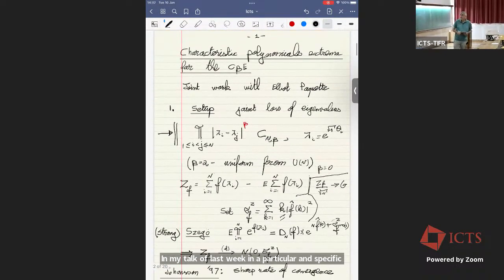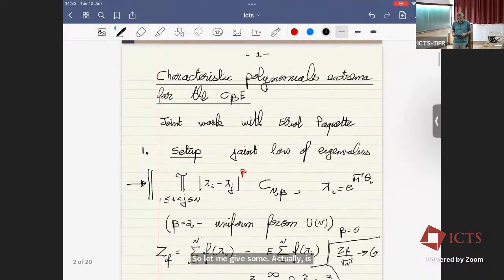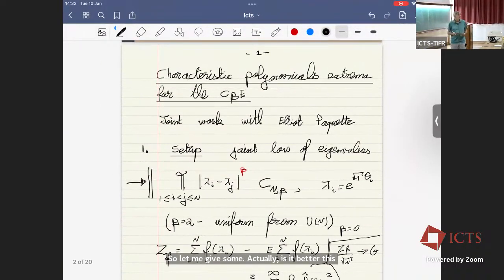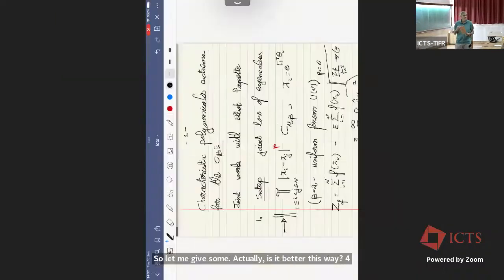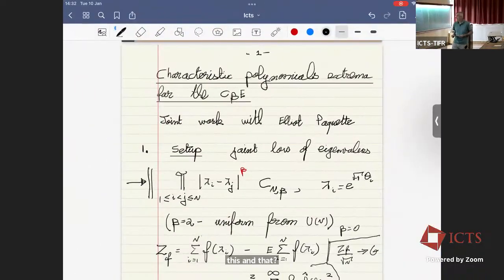So let me give some, actually, is it better this way for people in the back? Do you see any difference between this and that? This is better, okay. Sorry? Diagonal.